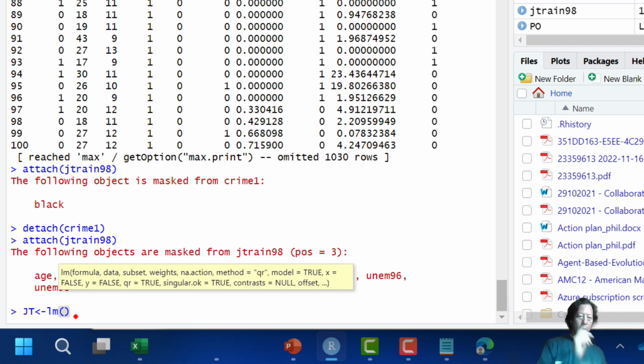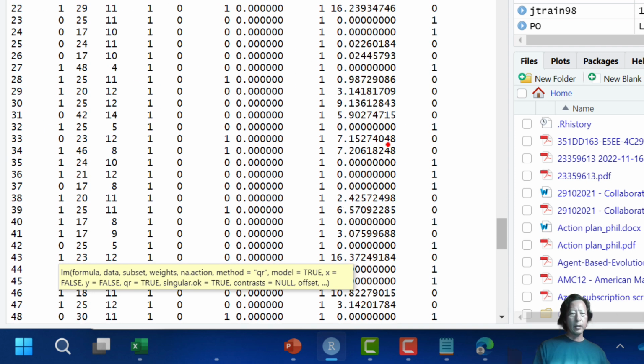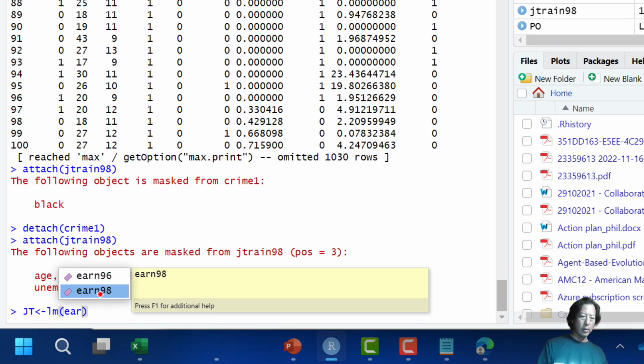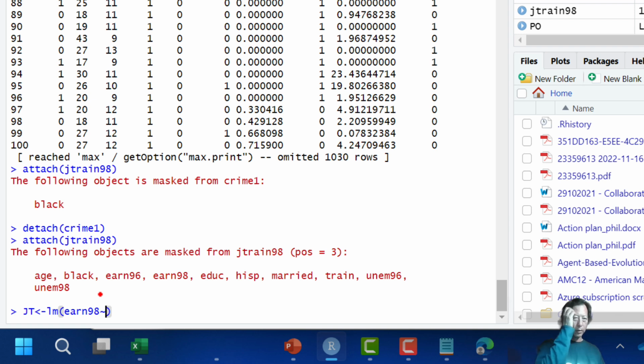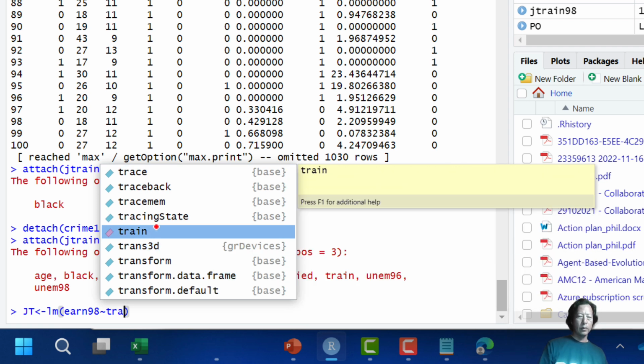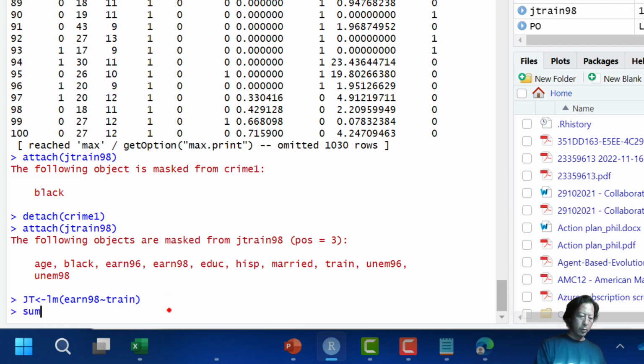Okay, and then we're going to do the job training regression, a linear model, and we have to see what kind of variables we have. Is a train or not, and earning. We will use earn 98. So earn 98 is a part of the training. And you can do the regression, and then the summary of the job training.